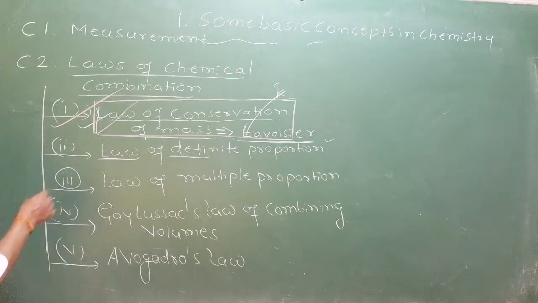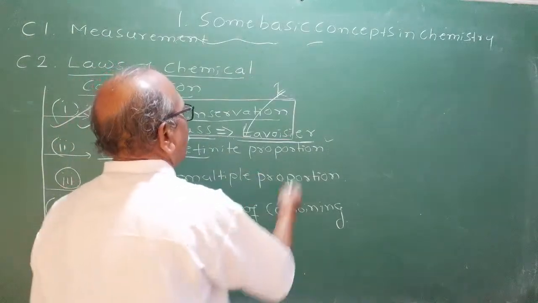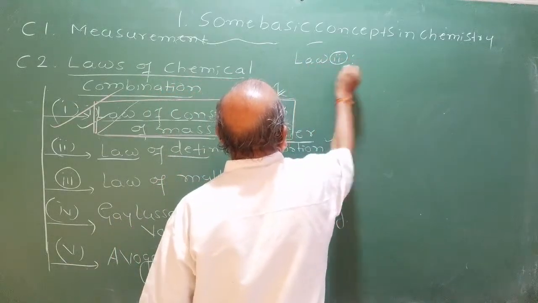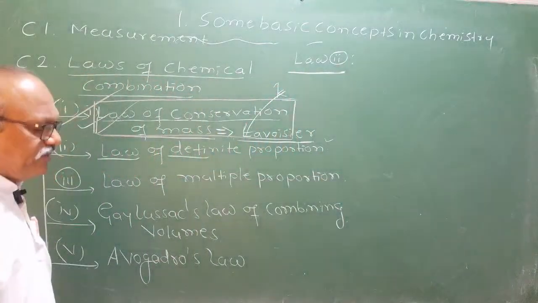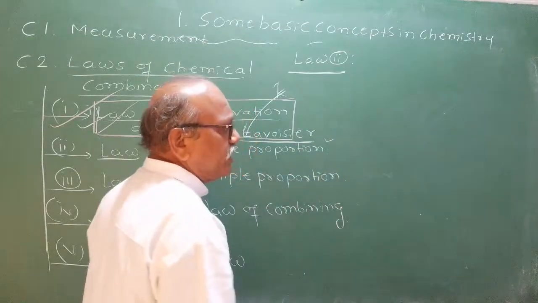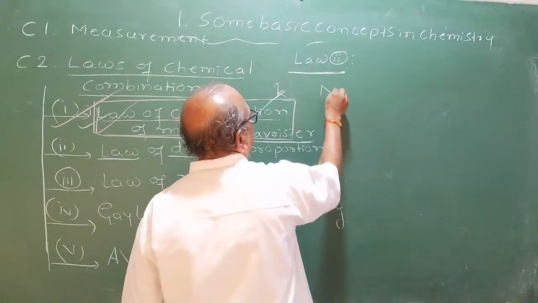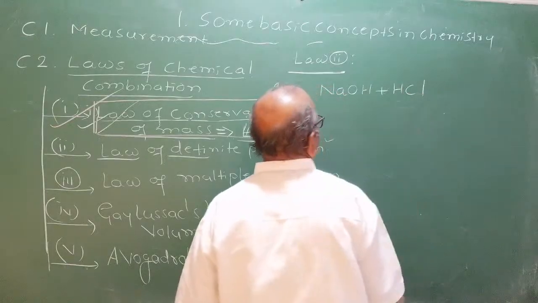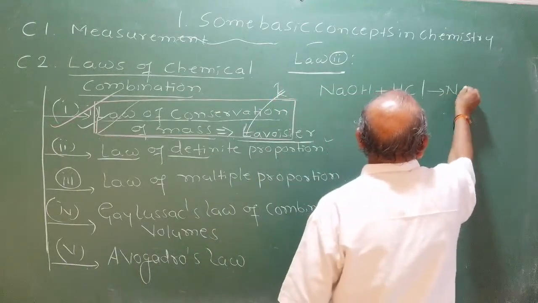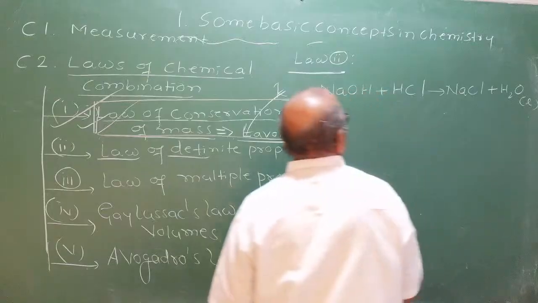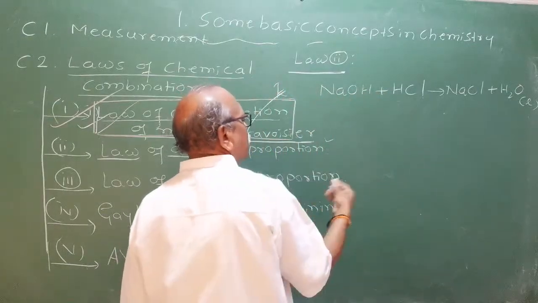Now continue with the second law. The second law is the law of definite proportion. What is the law of definite proportion? Now we will see. I can prepare water by different methods. What are the different methods of getting water? Suppose I take NaOH, sodium hydroxide, plus HCl. Sodium hydroxide plus HCl gives rise to NaCl plus, as you know, water, liquid. And I can prepare water by many methods.